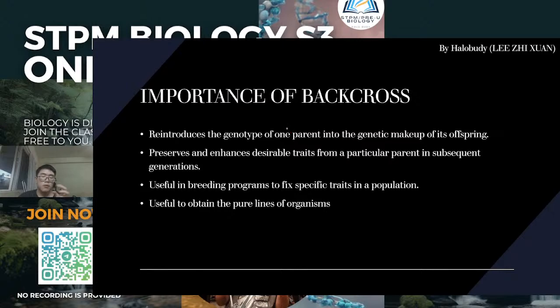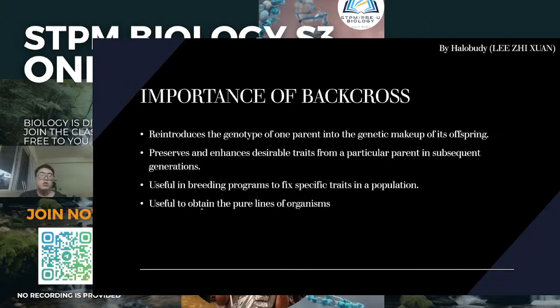They don't want to have an imbalanced trait. Say one population originally has tall and short plants, so it is balanced. But suddenly they find that all of the plants are very tall and the short plants are very few. They don't want that. They have to balance the traits in that kind of population.